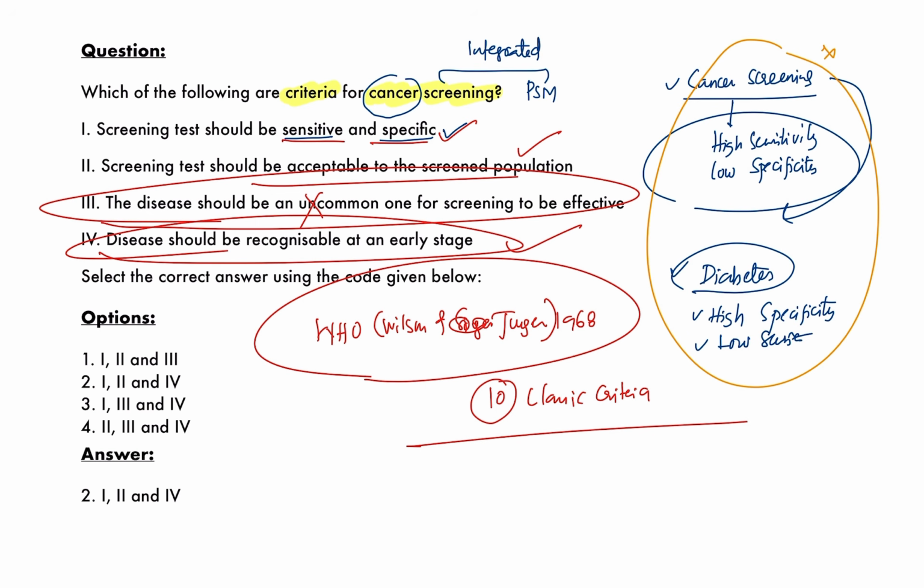What is the point of diagnosing prostatic carcinoma? It develops very late, after 90 years. Most of the times we don't even treat that particular disease. What is the point of screening for that disease, right? So it should be a very common disease. It should be recognizable at an early stage so that you can initiate the treatment. Early stage initiation, we call it the yield of a test.